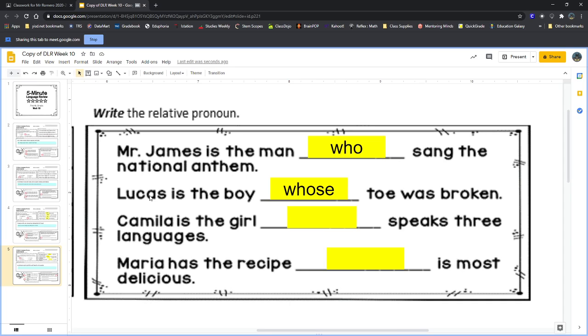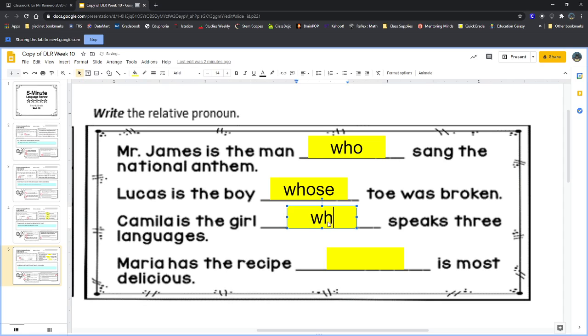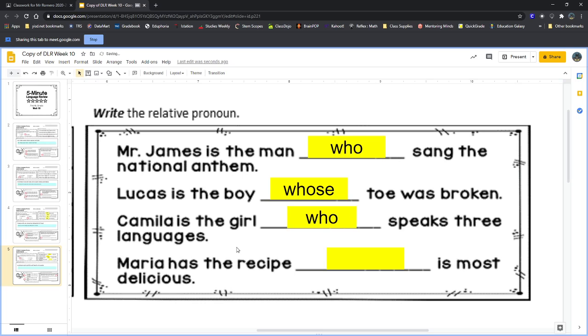No, I don't think Bailey can hear me. Who can tell me, what word could I use to finish that sentence? Camila is the girl blank speaks 3 languages. Kylie. Who. Camila is the girl who speaks 3 languages.